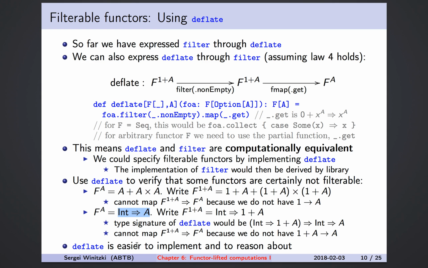So the function deflate is easier to implement than filter, and easier to reason about than filter. It's very quick to see that you cannot map this to this, and therefore it is not filterable. Or it is also easy to see when you can.